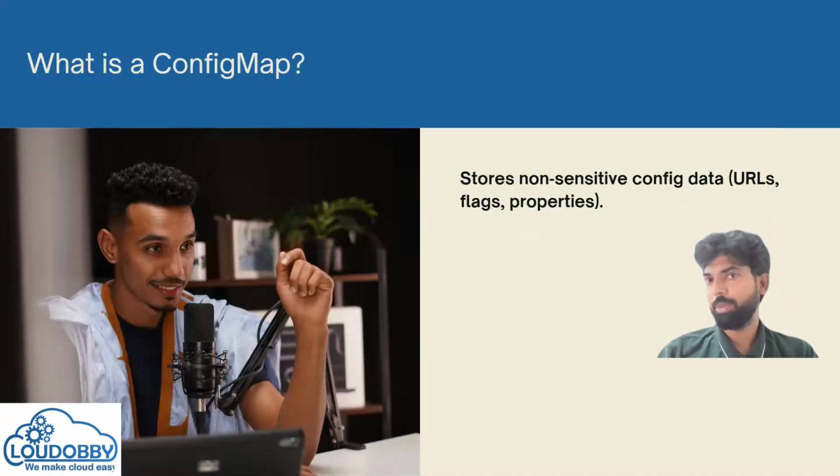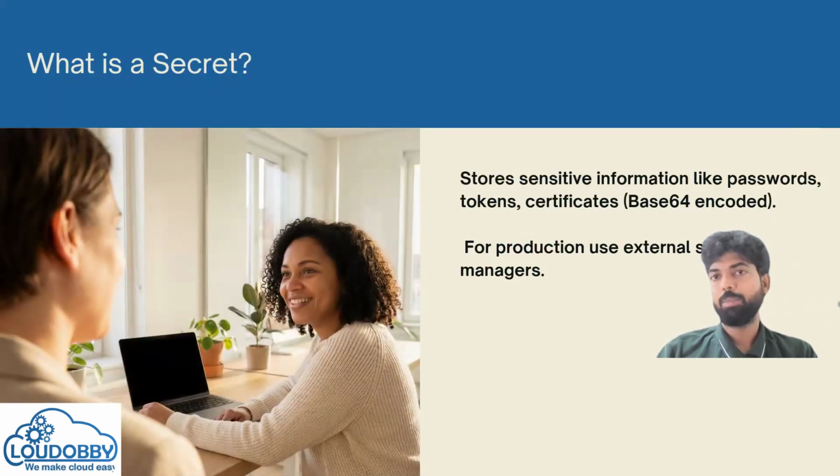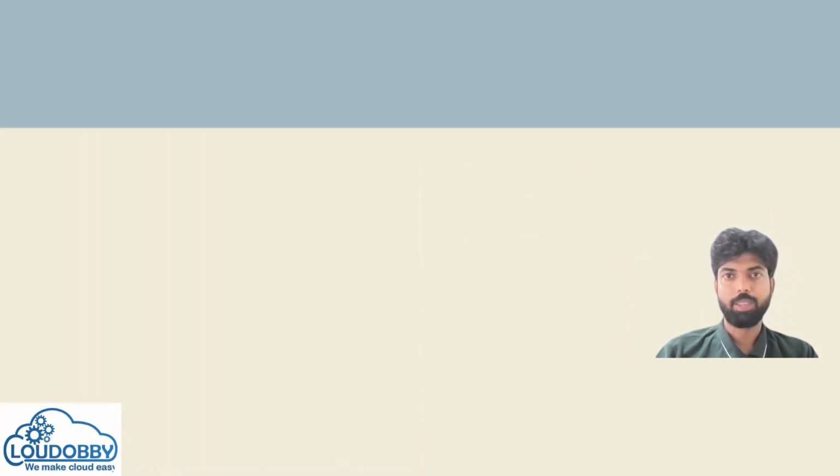What is a config map? We have already discussed it: it stores non-sensitive config data, URLs, flags and properties. Because we are looking into Kubernetes questions specifically, this is repeating again. What is a secret? It makes sure sensitive information like passwords, tokens, and certificates is encoded with base64, so basically it will not be in plain text. For production use, external secret managers.